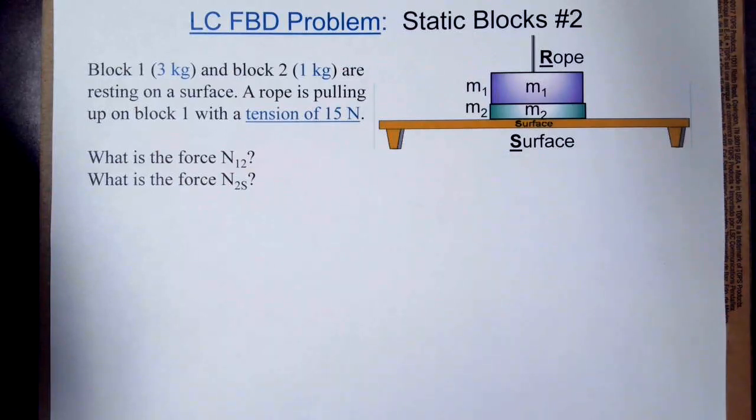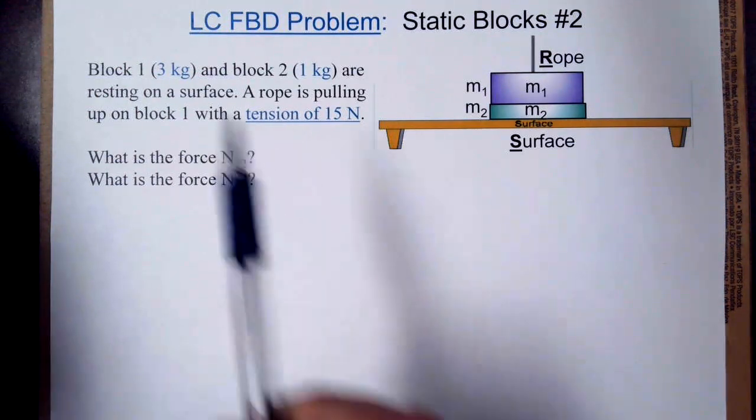So in this situation, we now have two different objects, so that means we're going to need to do two free body diagrams because there are two objects. We want to do a free body diagram for every object that we are interested in. Otherwise, this situation is kind of similar to the last problem we did.